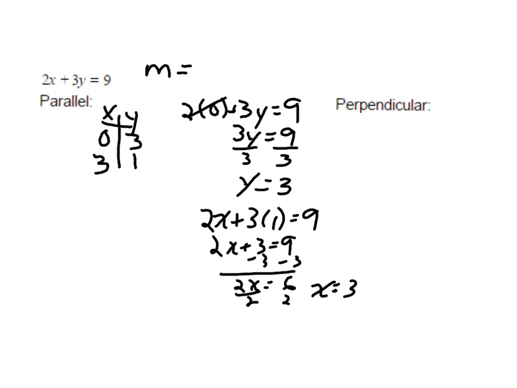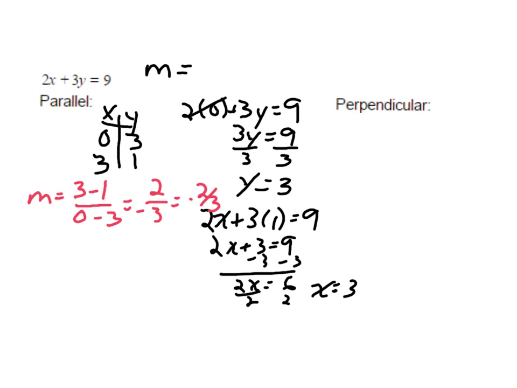Remember, it's going to be y2 minus y1 over x2 minus x1. So I have slope equals 3 minus 1 over 0 minus 3. 3 minus 1 is 2. 0 minus 3, negative 3. So I'm left here with a slope of negative 2/3. Fantastic.